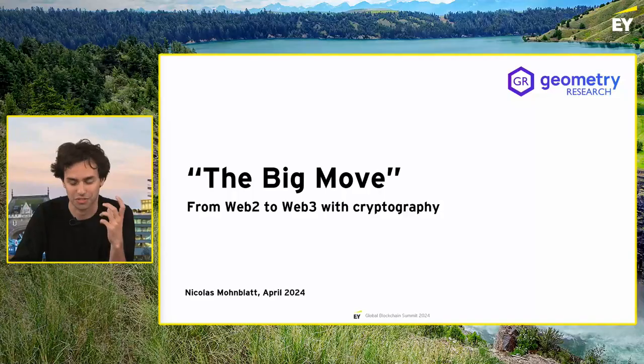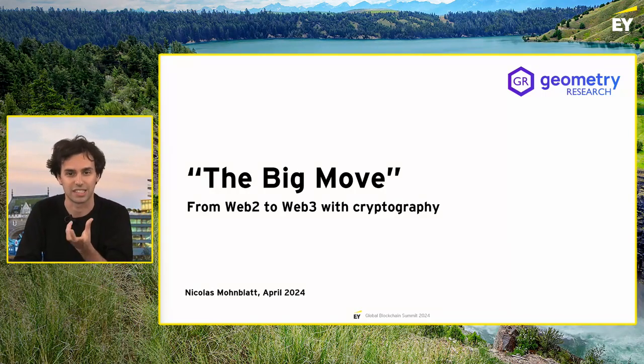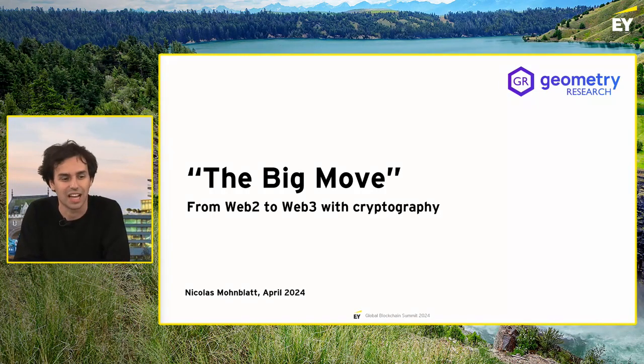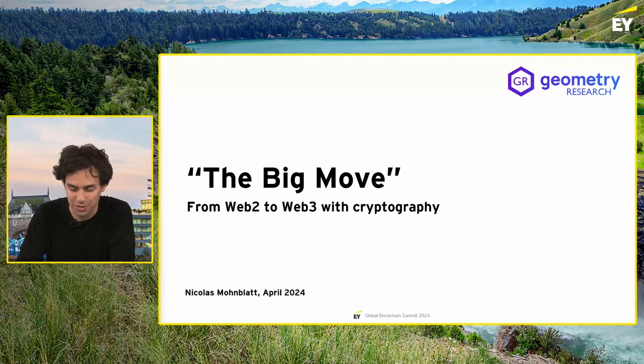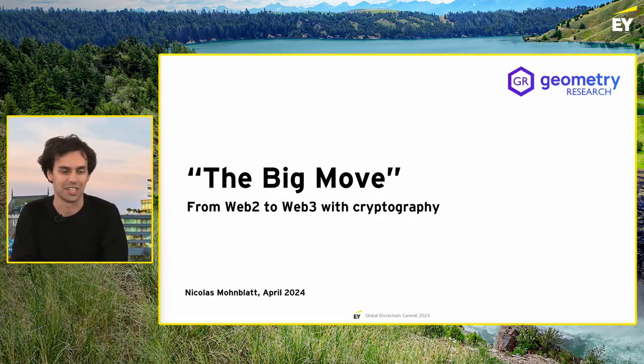Amazing. You're ready. Thanks. So my talk today is called The Big Move, and I'm going to be telling you the story of moving from Web 2 to Web 3 and moving your identity from Web 2 to Web 3 with cryptography. But behind that, what I'm really talking about today is how to use zero knowledge proofs for identity. So the buzzwords here are zkID, maybe, that people have been using so far. As Duncan says, I'm Nicolas Montblat from Geometry Research. I'll tell you a bit more about the organization in a minute.